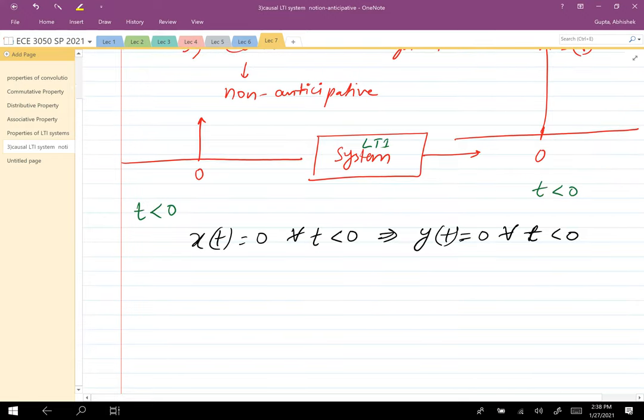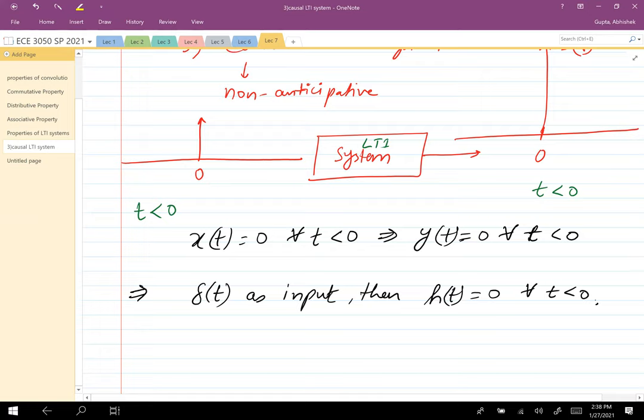And that's because in the LTI system, zero input will give you zero output because of the homogeneity property of the linear system. So if I'm giving zero input all the way up to time zero, I should be getting a zero output all the way up to time zero. And so this property automatically implies that if I give delta t as input, then h of t must be equal to zero for all t less than zero. And that's the property of a causal LTI system. So for a causal LTI system, the impulse response must be zero all the way up to time zero.